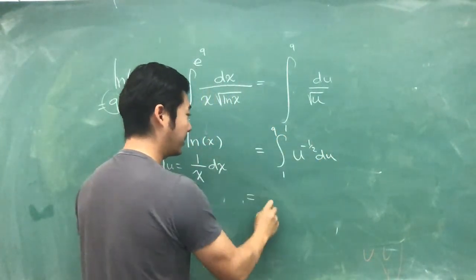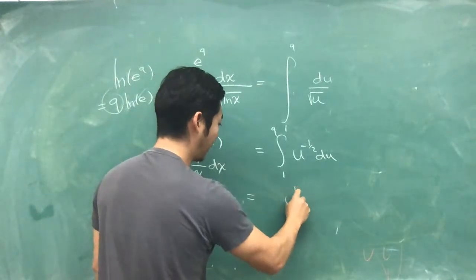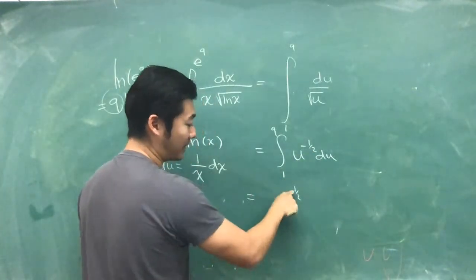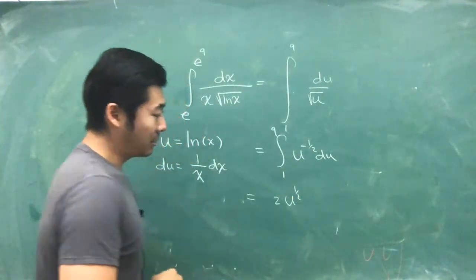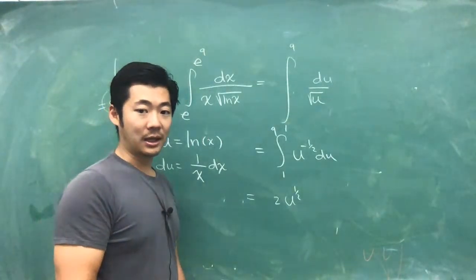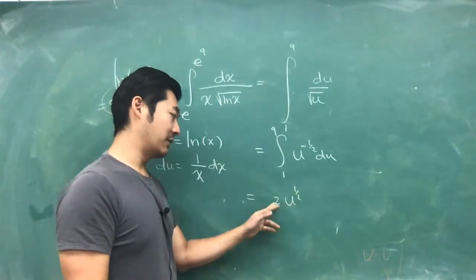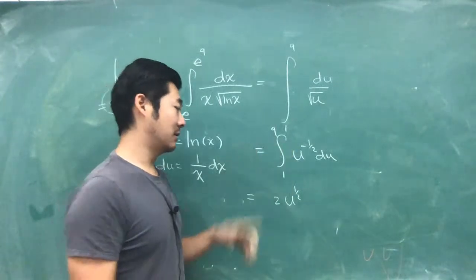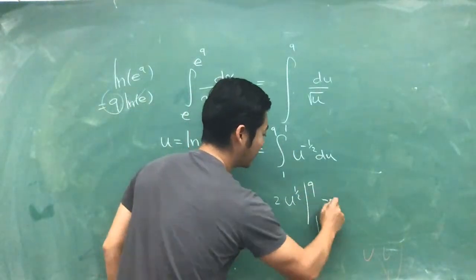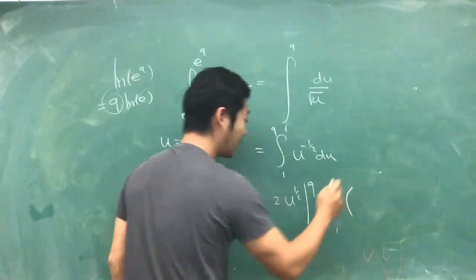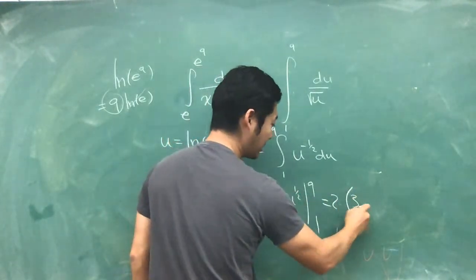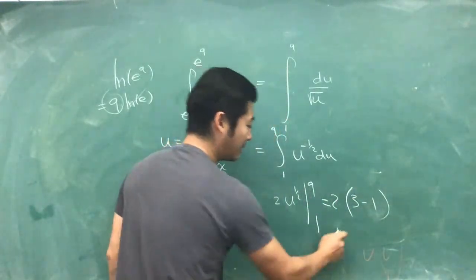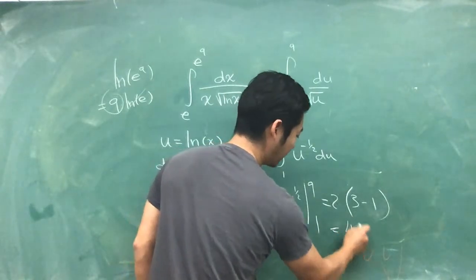And so the antiderivative is u to the 1/2 divided by 1/2, because you add 1 and then divide by this, which is the same as multiplying by 2. Or another quick way to do this is just quickly take the derivative. So 1/2 and 2 cancel out. Then 9 and 1: so this is 2 times the square root of 9, which is 3, minus the square root of 1, which is 1. And so you get 4.